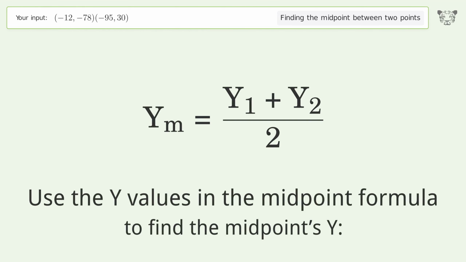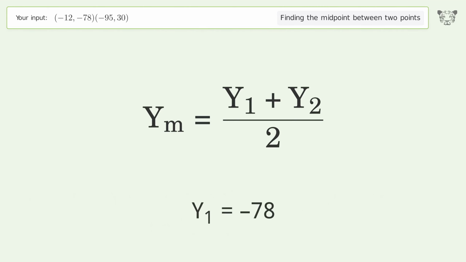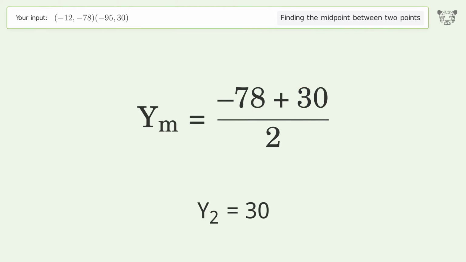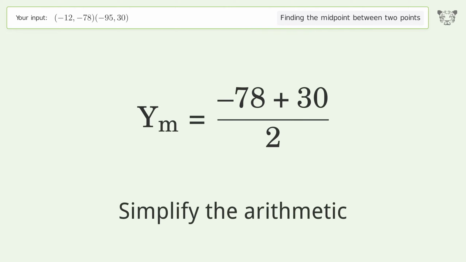Use the y values in the midpoint formula to find the midpoint's y. y1 equals -78. y2 equals 30. Simplify the arithmetic.